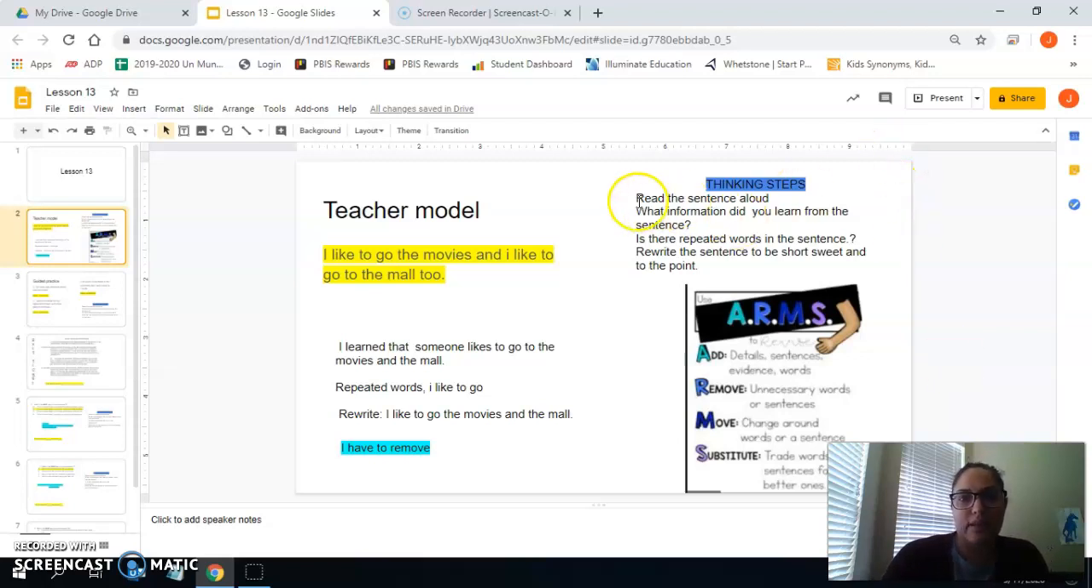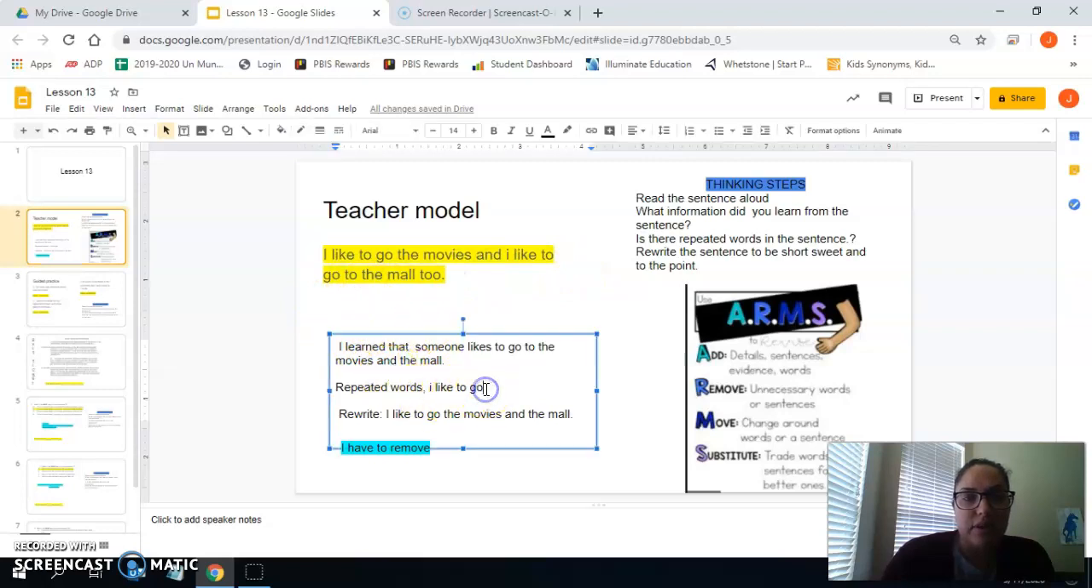So the thinking steps is: read the sentence aloud. So I'm going to read the sentence. I like to go to the movies and I like to go to the mall too. What information did I learn from this sentence? I typed, I learned that someone likes to go to the movies and the mall. And then, are there any repeated words in the sentence? Well, I like to go, those are repeated words, so I'm going to type them out right here. I like to go.